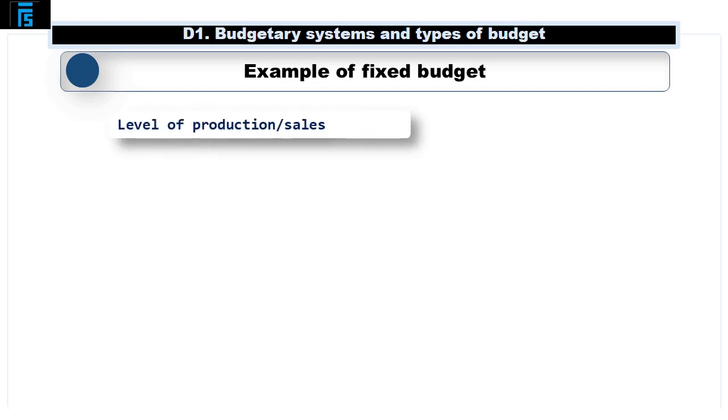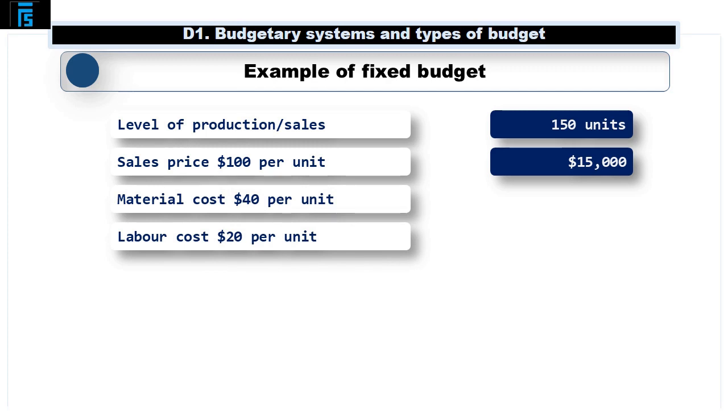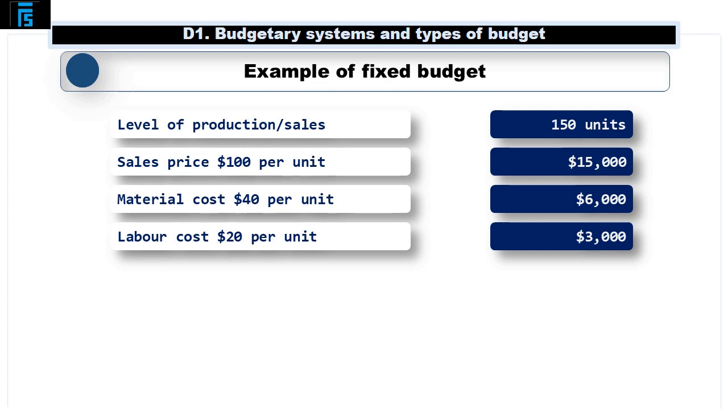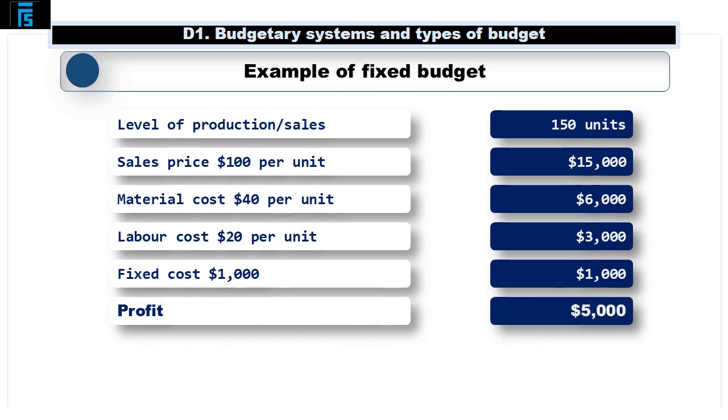Company C has produced a fixed budget based on producing and selling 150 units. Given a standard selling price of $100, revenue of $15,000 is budgeted. Material and labor has a standard cost of $40 and $20 per unit respectively, meaning budgeted material and labor costs of $6,000 and $3,000. Fixed costs of $1,000 are also expected. Overall, given a fixed production and sales level of 150 units, profit is budgeted to be $5,000.